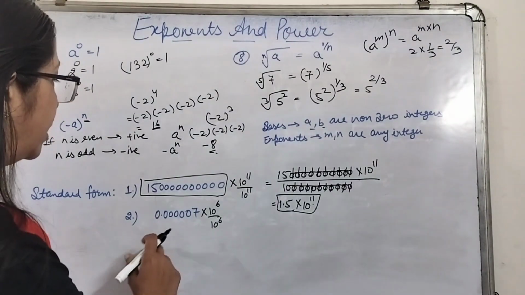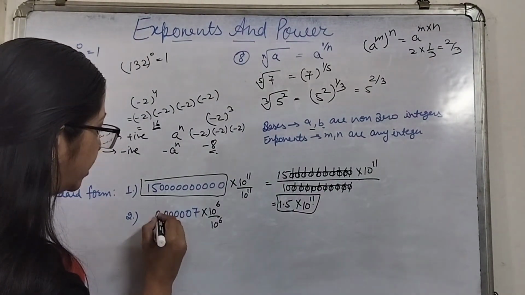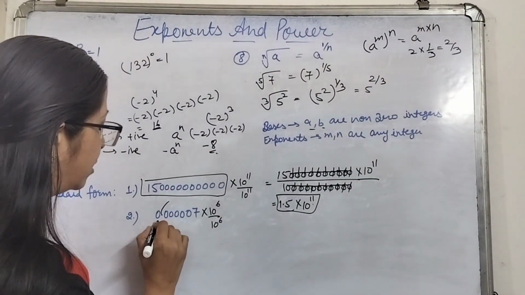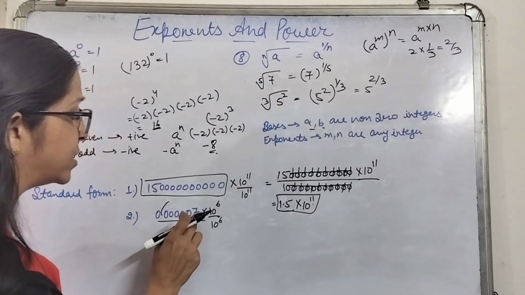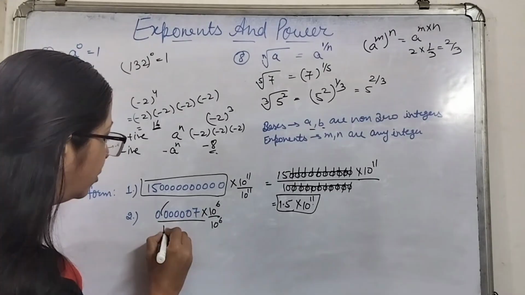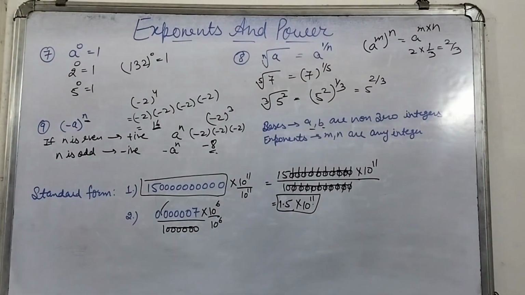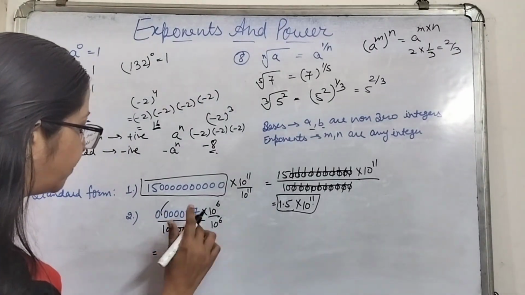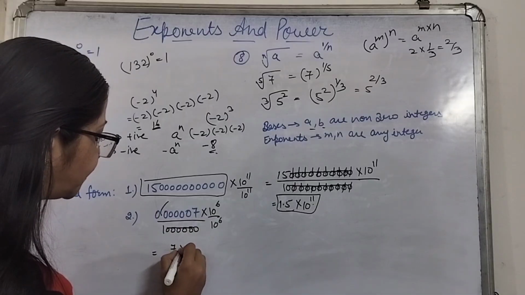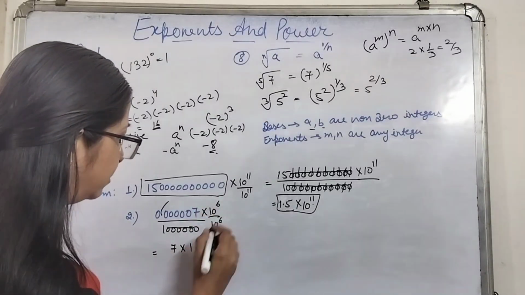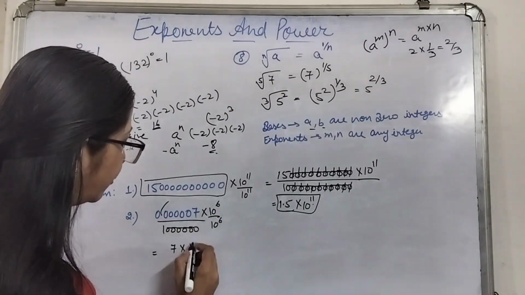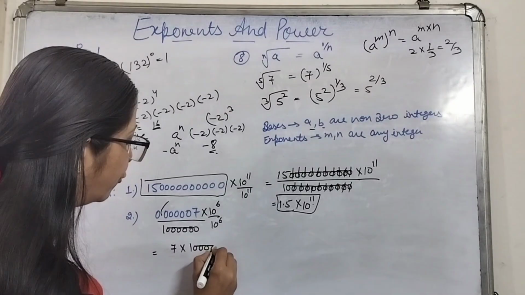Now, if we are going to solve it further, if we remove this decimal, 1, 2, 3, 4, 5, 6 digits are there. So 6 zeros will come in the denominator. So this could be written as 7, I have taken as it is, multiplied by, I am writing it in expanded form like this: 1, 2, 3, 4, 5, 6.